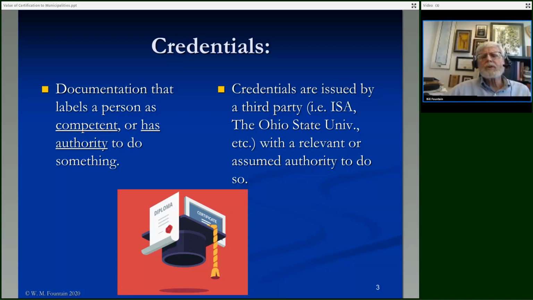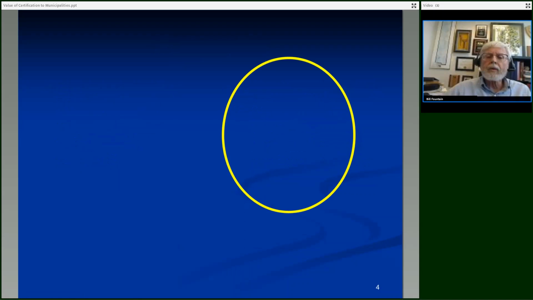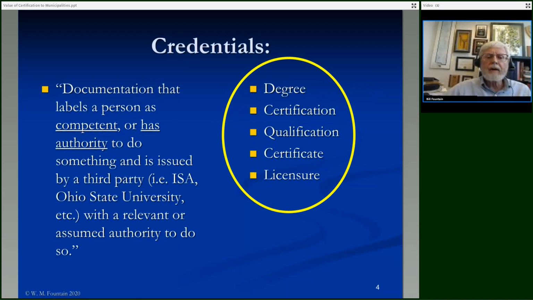The credentials that we'll be talking about are going to be offered by some third party. This may be the International Society of Arboriculture, ASCA, American Society of Consulting Arborists, the Ohio State University, and all of these institutions are assumed to have a relevance to the area that they're being evaluated on.